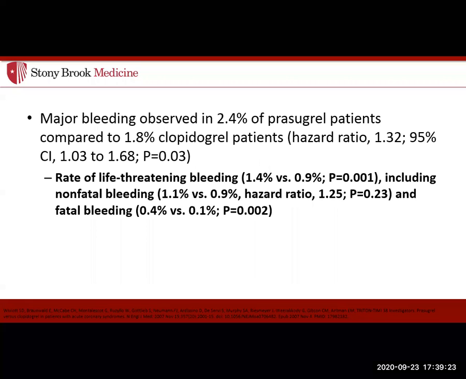But one of the important parts about this study was that they found that the rate of life-threatening bleeding in prasugrel compared to that in clopidogrel was significantly increased. So even though it helped to reduce the primary endpoints, there is a very high risk of bleeding, whether non-fatal or fatal, in the prasugrel group. But in regards to overall mortality benefit, there was no difference between the two groups. So even though prasugrel may increase the risk of bleeding, it doesn't increase the risk of mortality.